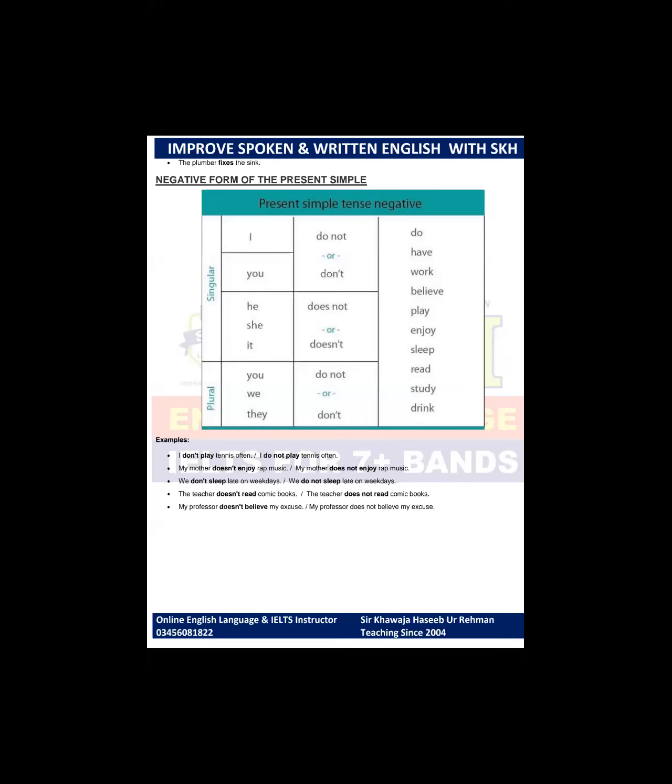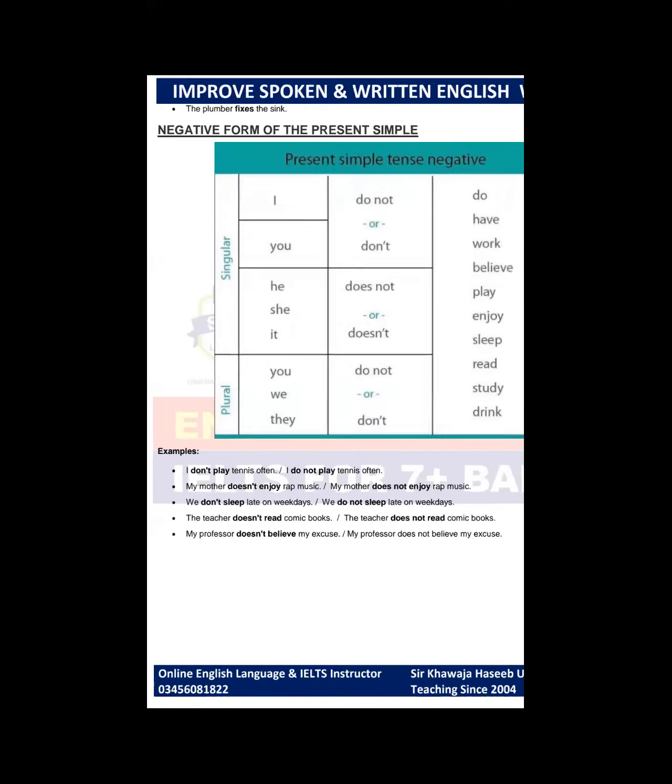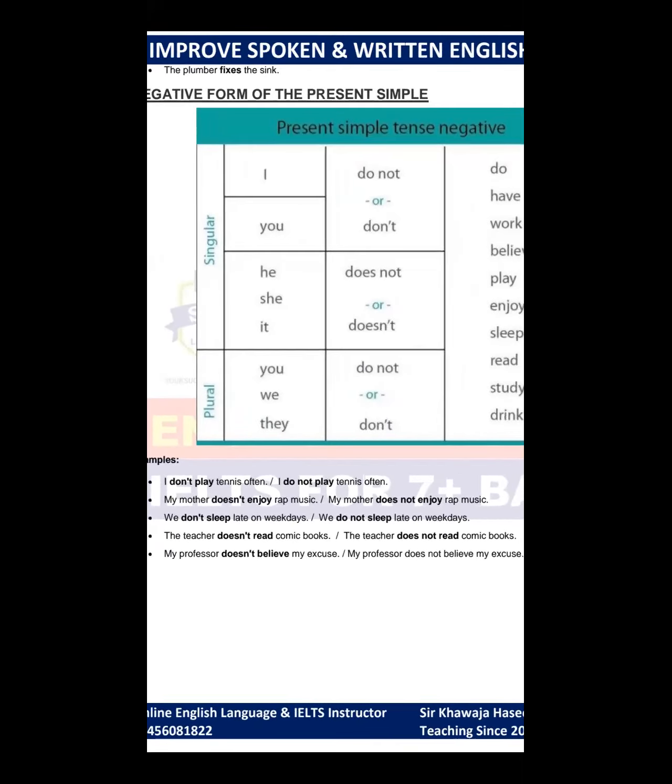These are the verbs. Some examples are also given. Basically, these are the very basics of English I'm teaching you. I think you might have already learned, but that is a quick review. Okay. I don't play tennis often. I do not play, or I don't play. Both are the same. Don't is a contraction. Do not is the full form. My mother doesn't enjoy rap music, or my mother does not enjoy rap music. Both are the same. We don't sleep late on weekends.